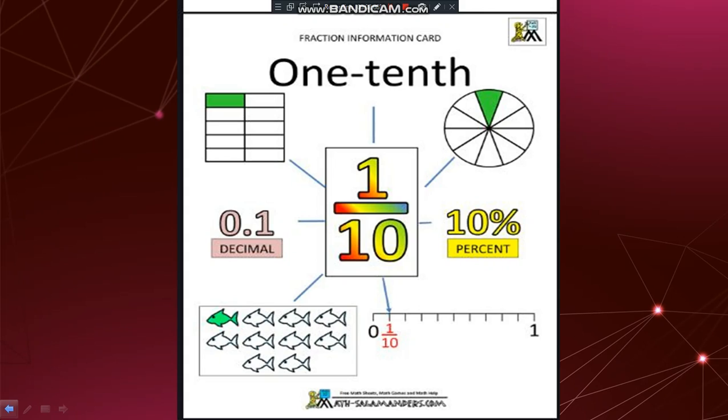A little more detailed explanation: as you can see, 1/10. This is the fraction form, 1 upon 10. Both of these images show the fraction 1 by 10. Now this can also be written as a percent, which you will be learning about in later classes, and as a decimal. So 1 divided by 10 gives you 0.1.